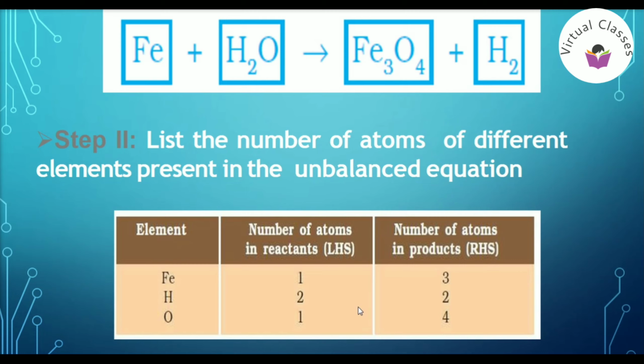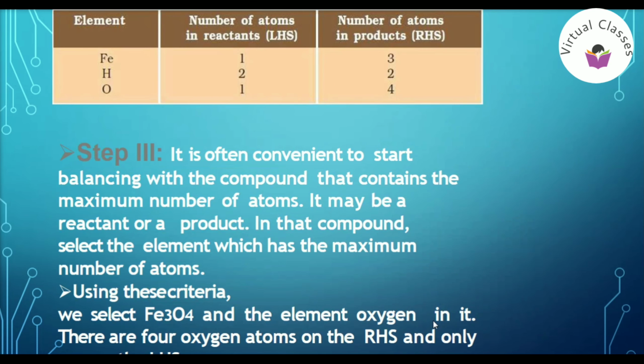Now, in step number 2, list the number of atoms of different elements present on both sides of the equation. For example, iron has 1 atom on the reactant side and 3 on the product side. The same has been listed. Hydrogen has 2 atoms each on the reactant as well as on the product side. The same has been listed. Oxygen has 1 atom on the reactant side and 4 on the product side, which has been listed in the table as shown.